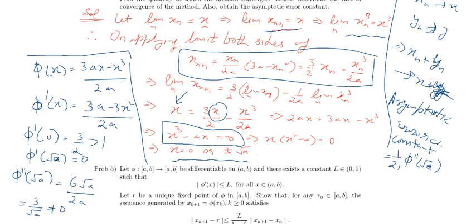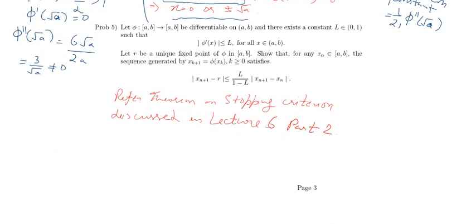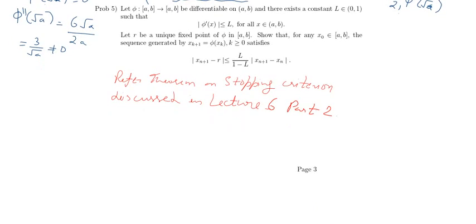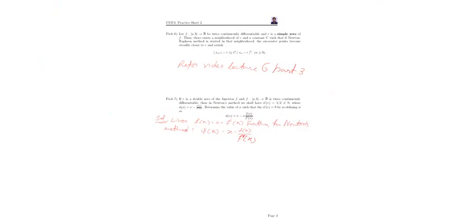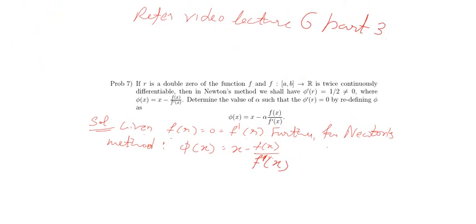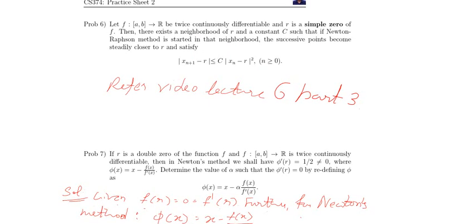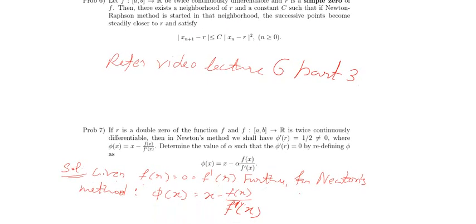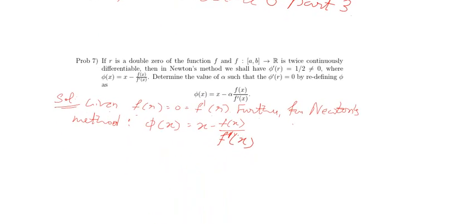Now, if you look at the next problem, this is the theorem on stopping criterion which has been discussed in lecture 6 part 2, so you can look at there. Problem number 6 is also solved in lecture number 6 part 3. That also you can know about Newton method error analysis by using fixed point technique. Right, so let's come to problem number 7 here.